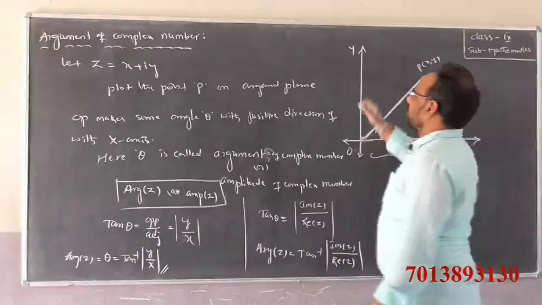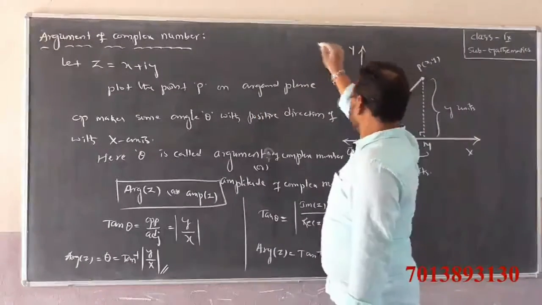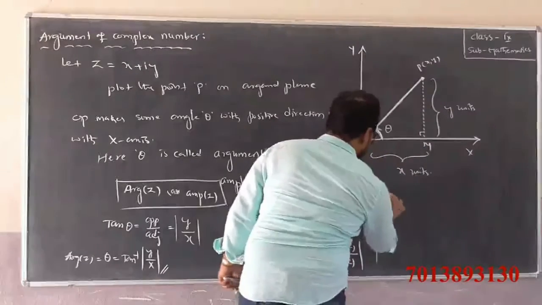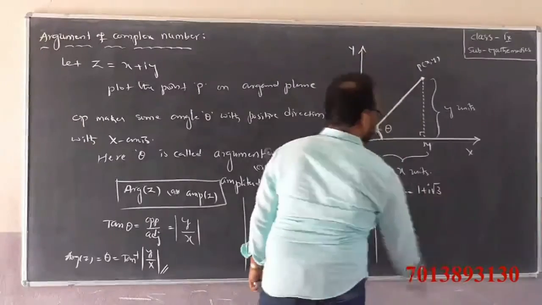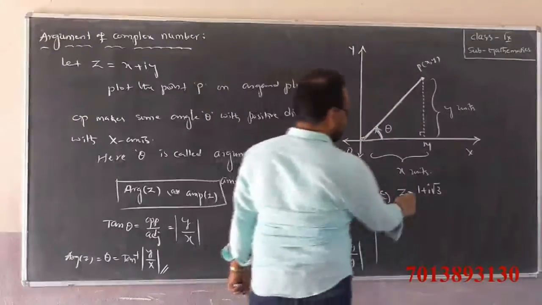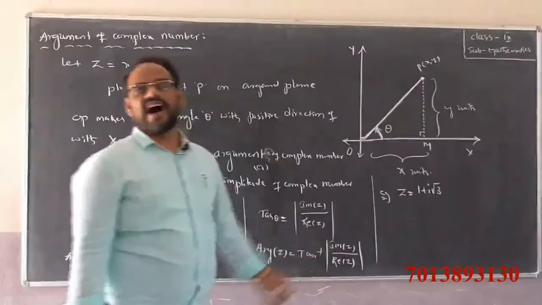Observe here. Let us discuss one example. If z = 1 + i√3, what is the argument of z?